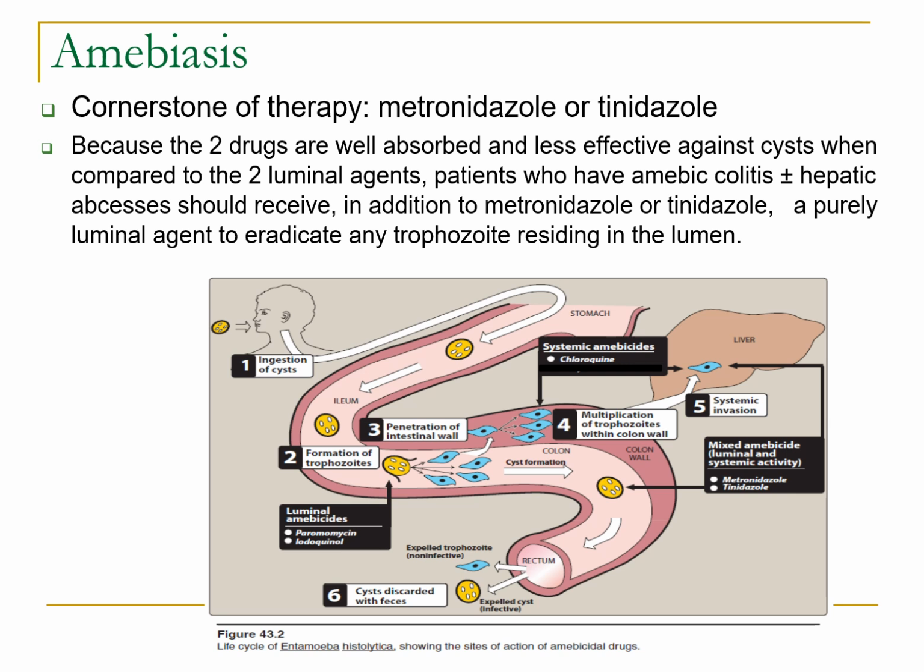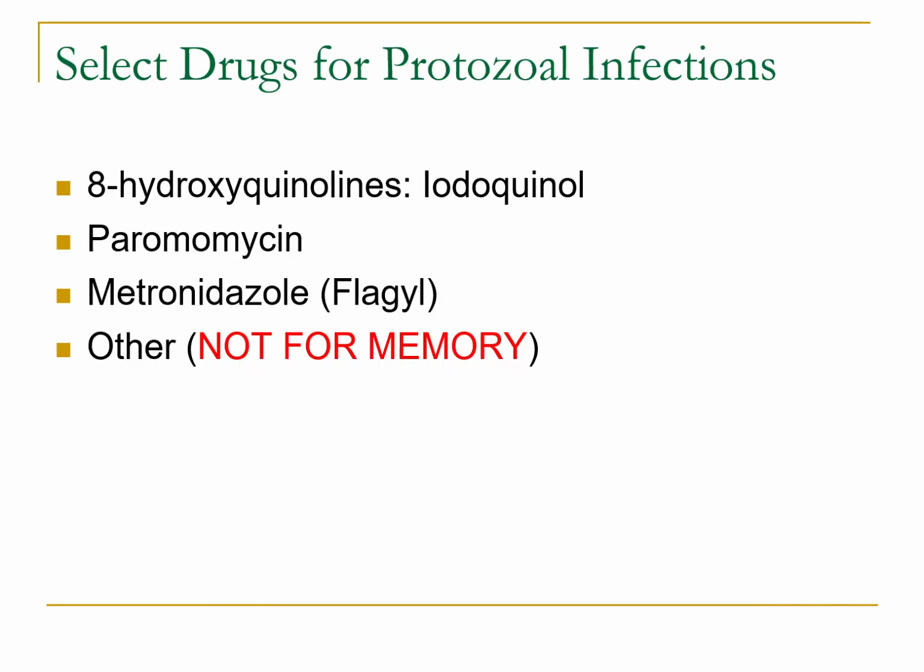Now, by the way, metronidazole and tinidazole will work on the luminal ones, but they are very well absorbed, and hence they would not concentrate much in the colon to kill the cyst. This is why, although they can work, we really need the luminal amoebicides with them. What are select drugs for protozoal infections? For all of them, not just amoebiasis in this case: iodoquinol, paromomycin, metronidazole, and of course we have others, some of which are listed in the tables, but I have 2 slides on those, not for your memory, just for completion.